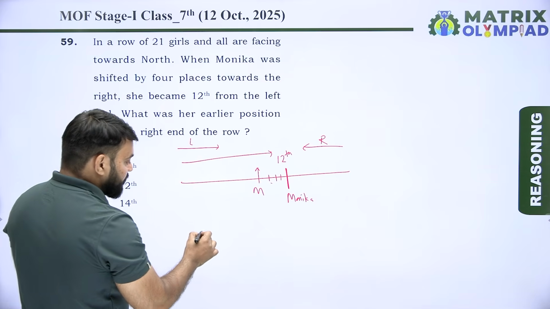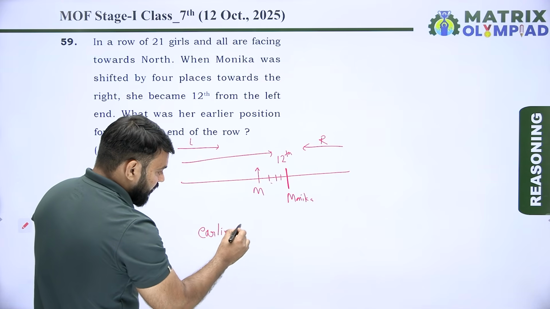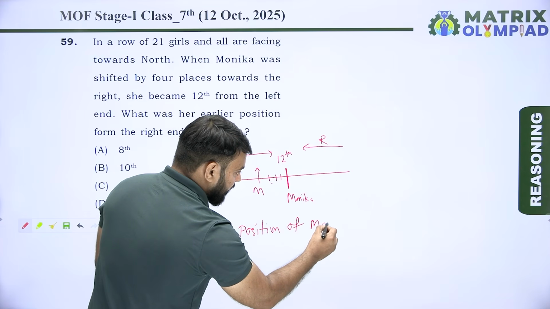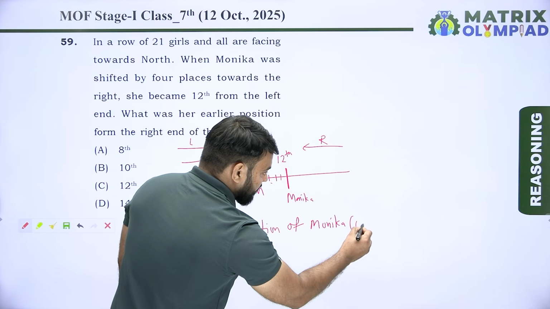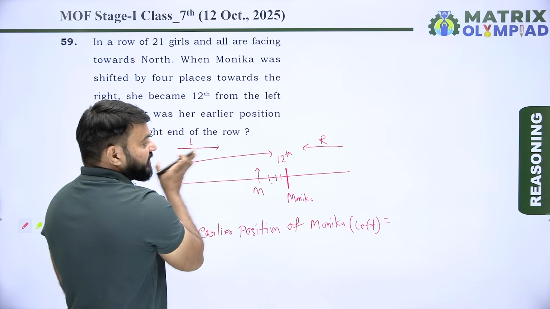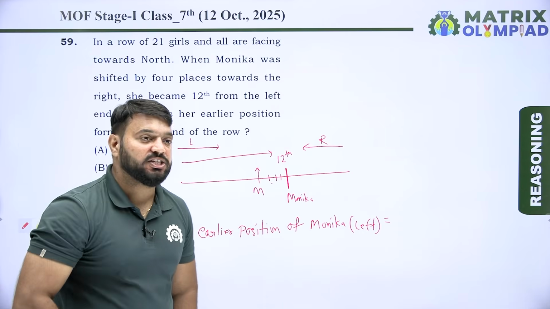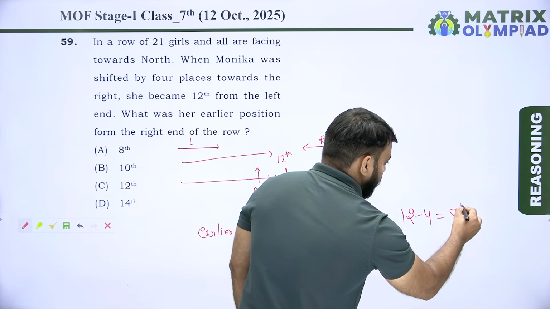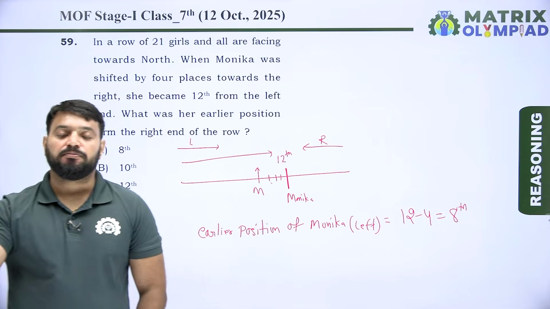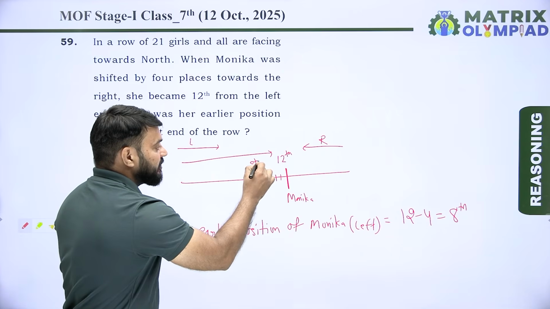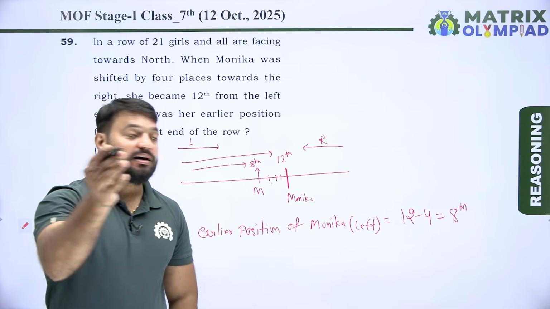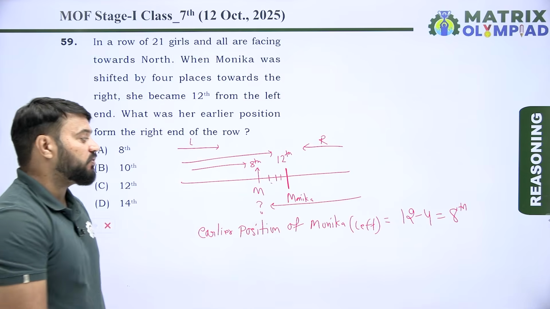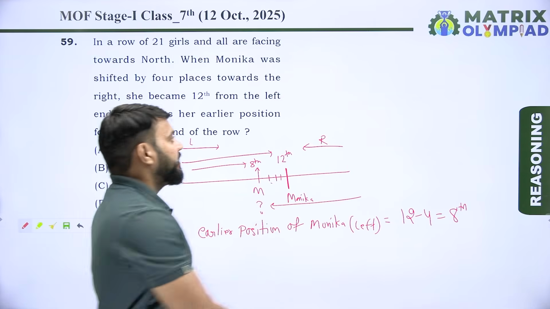So first find the earlier position of Monica from the left. The new position of Monica is 12 and Monica was shifted by 4th place. So it means 12 minus 4, it means 8. So the earlier position of Monica from the left is 8. Now find the earlier position of Monica from the right end.